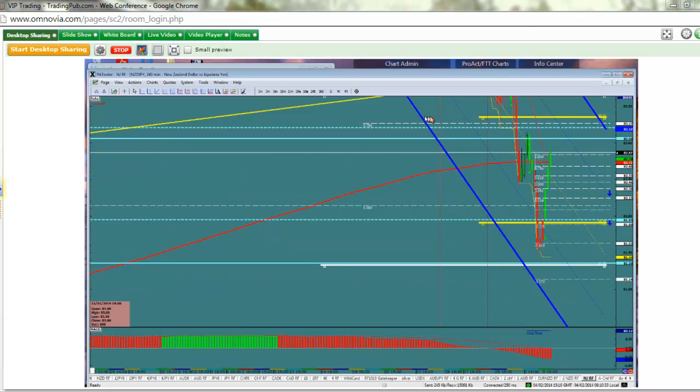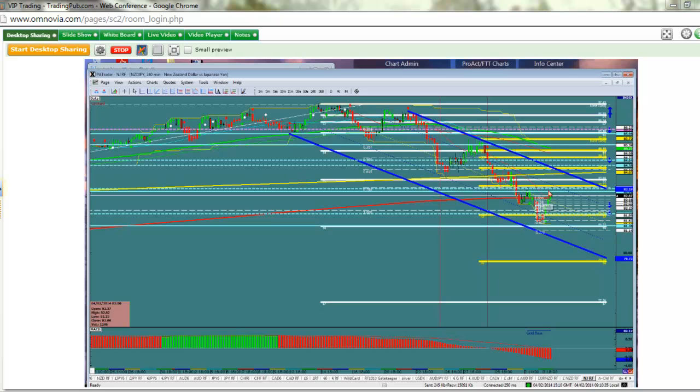All right, so let's take a look and see what it looks like on a 240. On the 240, it is a correction. If it comes up here and turns to the downside, which it could, there's a trade right there for us to the downside. If it doesn't do that and continues up, we have no trade up in here.